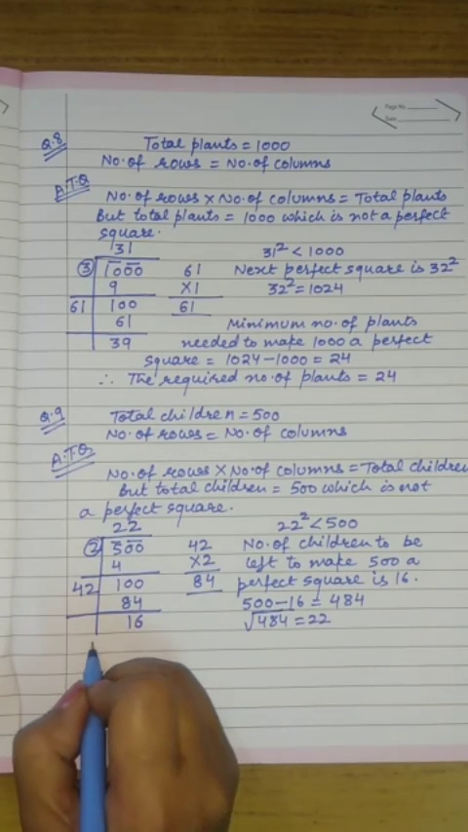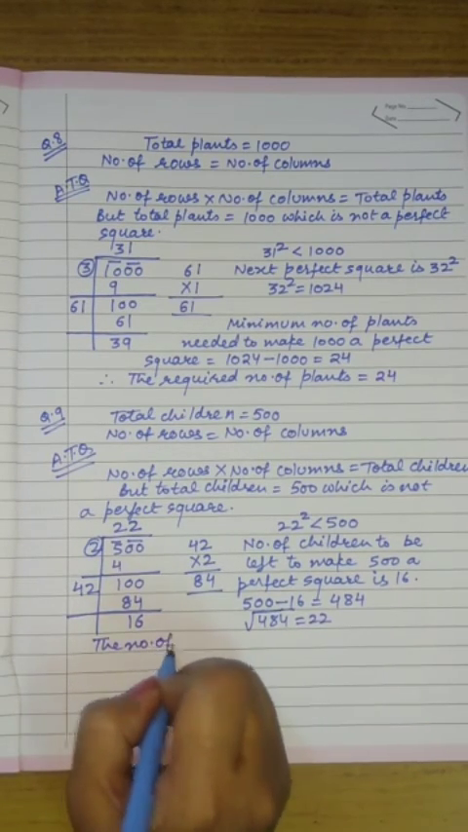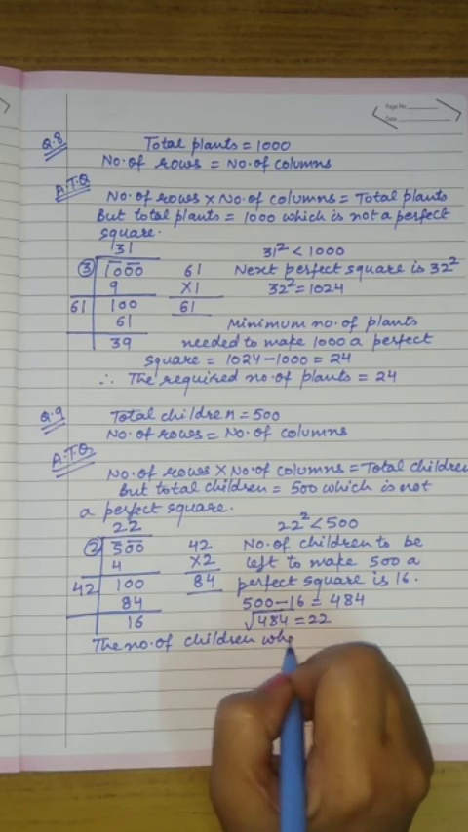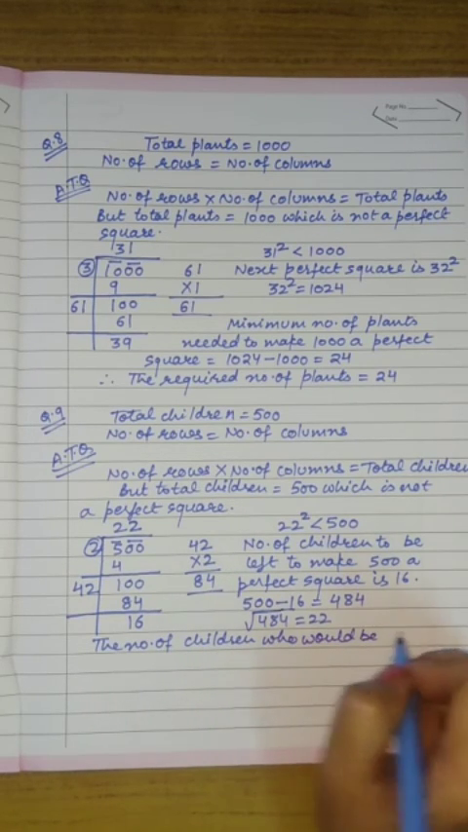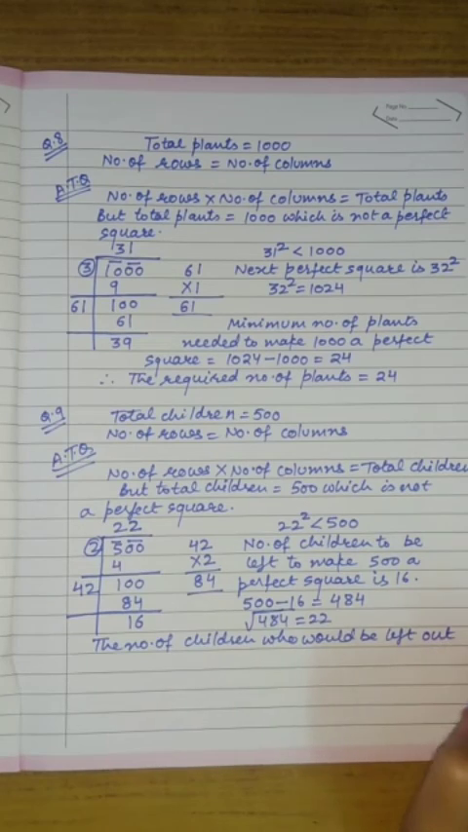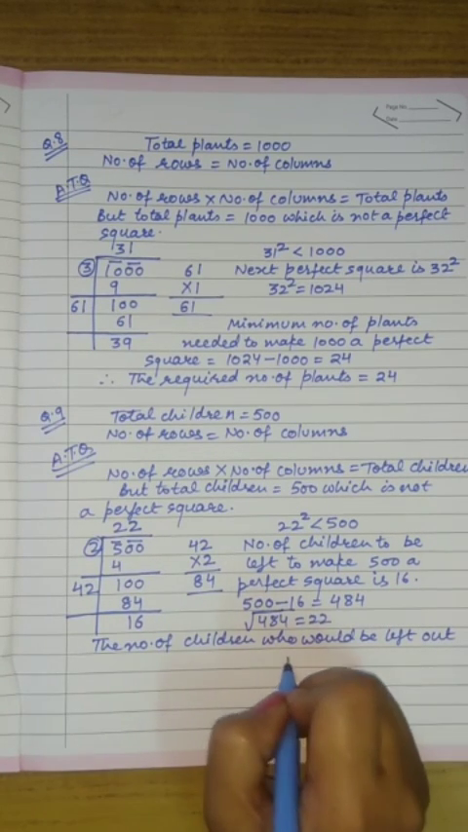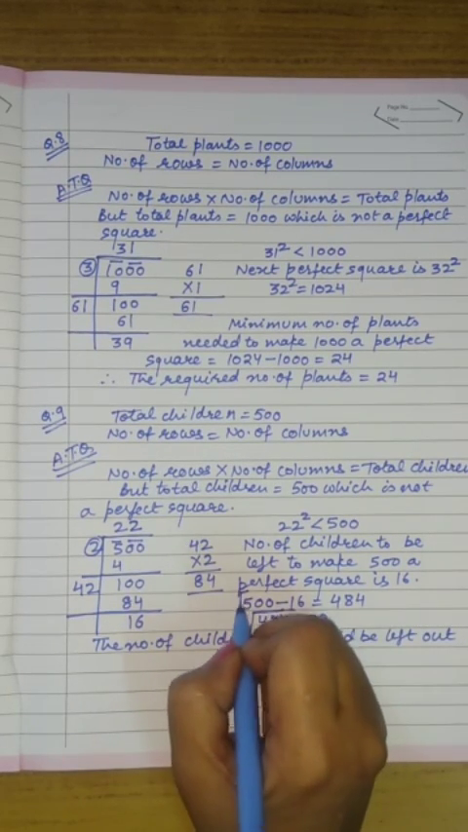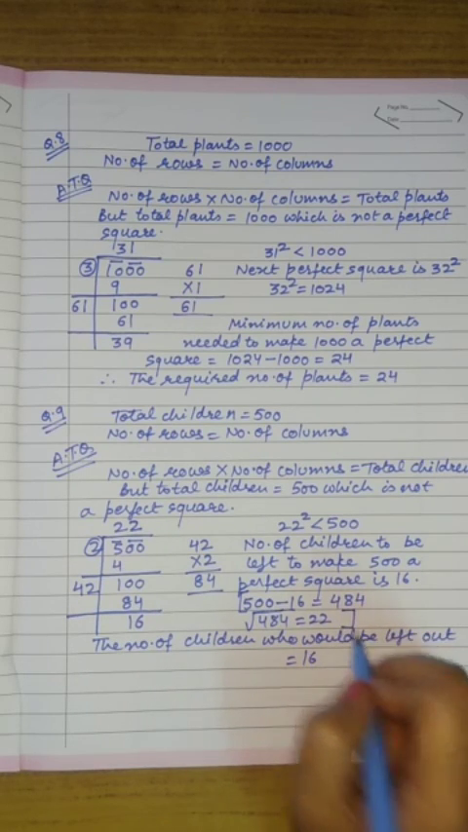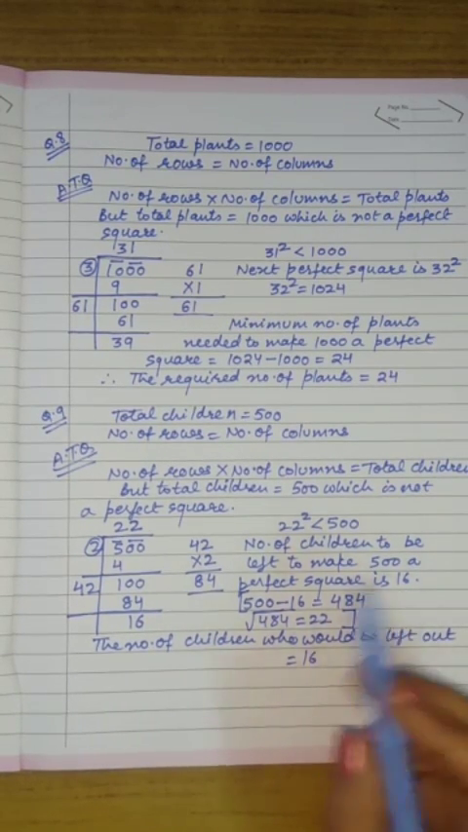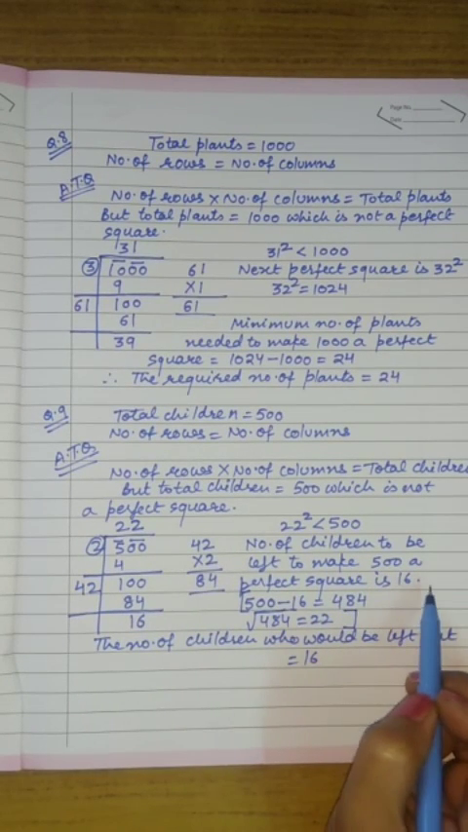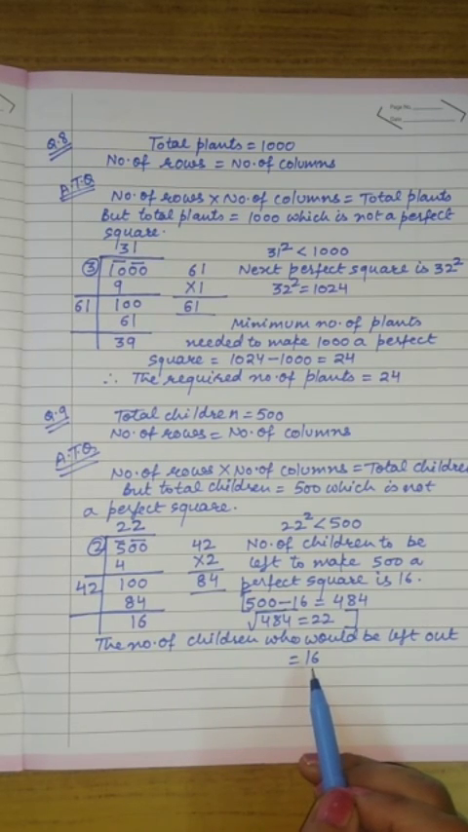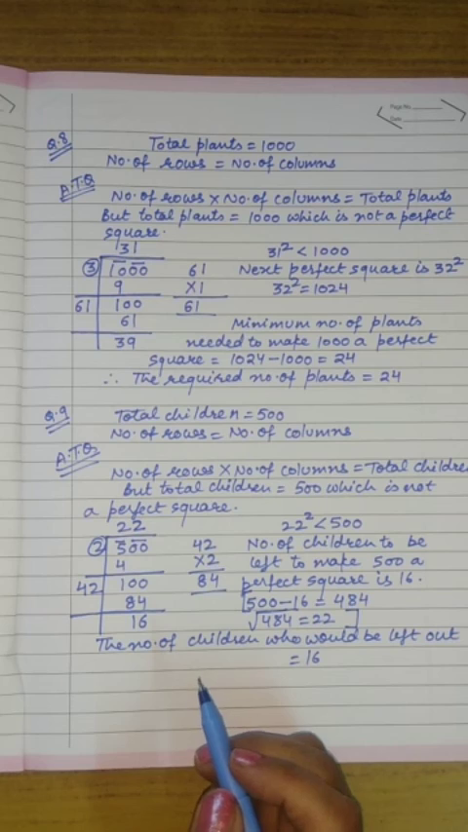So the number of children who would be left out is equal to 16. This step, 500 minus 16 and square root of 484, you will write in brackets, because it is not required in the question. In the question we have to find the number of students to be left out, and that is 16. With this question our exercise 6.4 is completed.